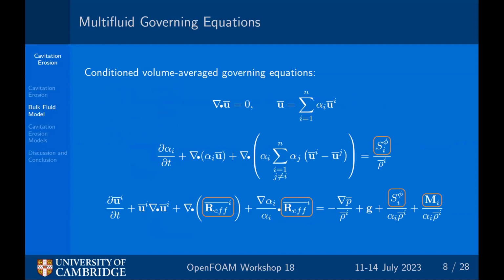So we take our continuity equation, a phase fraction equation, and momentum equation. We volume average them and condition them using the VOF, and we get this set of equations. We need to close three terms to solve them. We need to figure out M_I, which is the momentum exchange terms, R_F effective, which is Reynolds stresses, and S_phi, which are mass exchange terms.